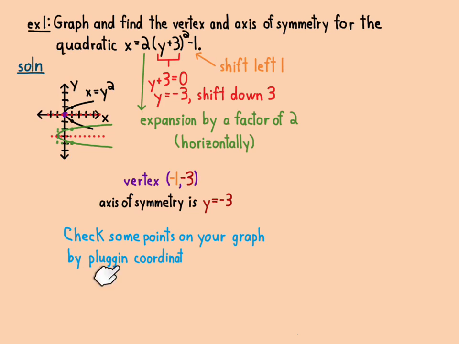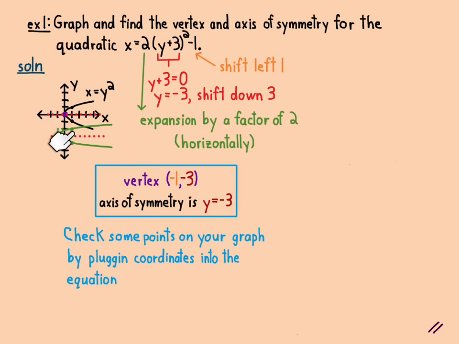Then check some points on the graph by plugging the coordinates into the equation. Like you might check this point here. This is x is 1, y is negative 2. Put in negative 2 in here and see if you get 1. So negative 2 plus 3 is 1, squared is 1, times 2 is 2. 2 minus 1 is 1.